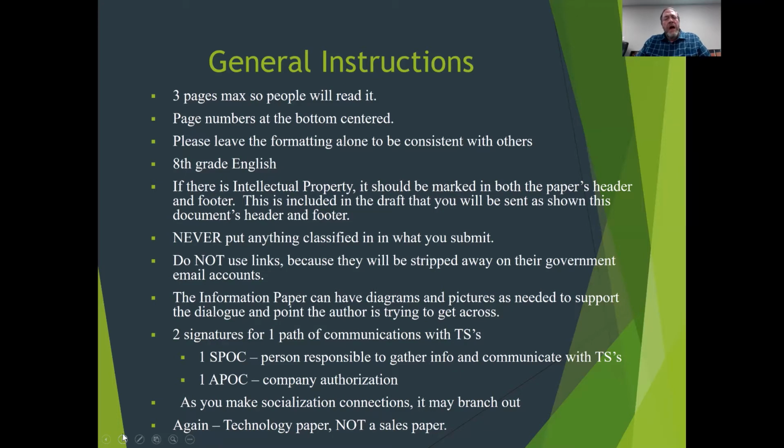And then at the bottom, you're going to find 2 signature lines for communication with the tech scouts. One of them is the single point of contact. That's the person that's responsible to gather information and communicate it with the tech scouts. And the other one is the authorized point of contact, as we've talked about before. That's the company authorization person. And we really want to do that. In many cases, in small businesses, it's the same person. You may be the only person in your company. That's perfectly fine. But don't just delete one side and say, hey, I'm the same person, so I just threw that other line off. Please go ahead and sign it twice if that's what you need.